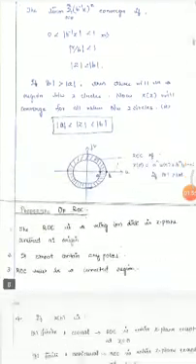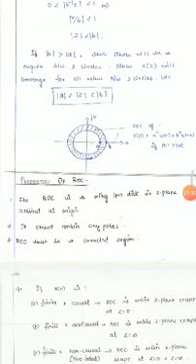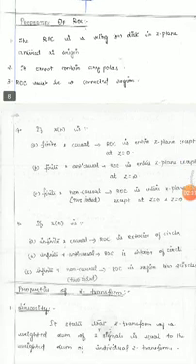So what are the properties of ROC? The ROC is a disk in the Z plane centered at the origin. It cannot contain any poles. The ROC must be a connected region. And x of n can be finite causal, finite anti-causal, and finite non-causal. Also x of n can be infinite causal, infinite anti-causal, and infinite non-causal.